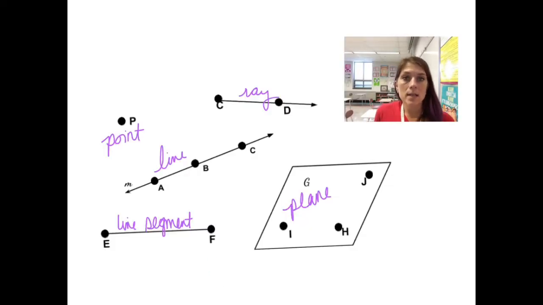Okay, so we can see here that everything is labeled. This is a point, it's just a dot. Then we have our ray, CD. This one is a line. Notice that there are arrows in both directions. We have our line segment here, which stops at either end. And then this is a plane. So we're going to take these labeled diagrams, so please make sure you are labeling them on your notes. And we're going to now fill in the chart that matches them.